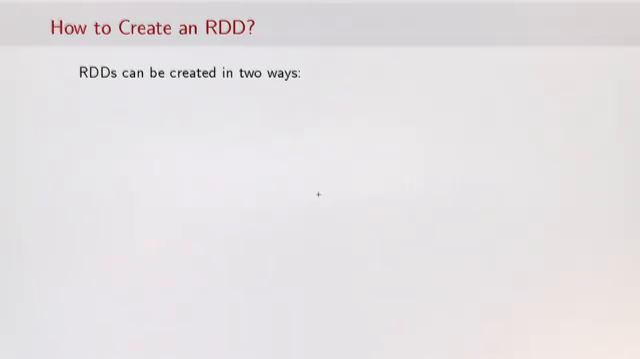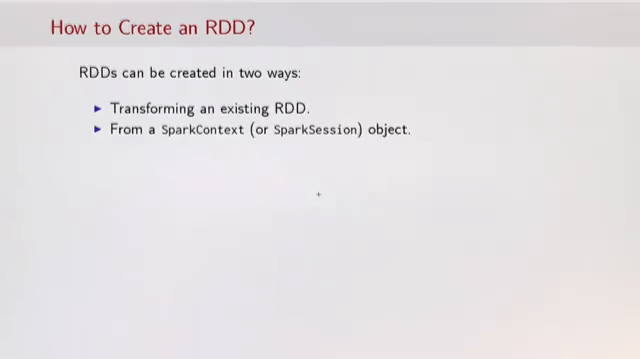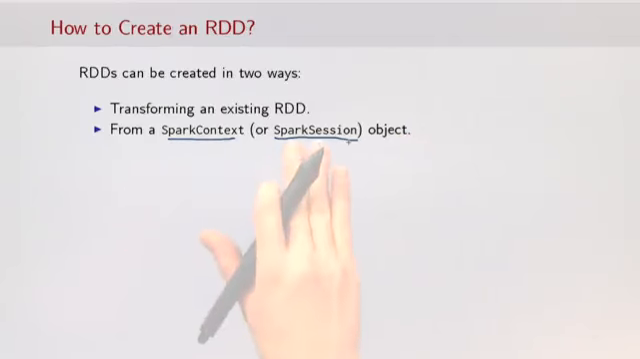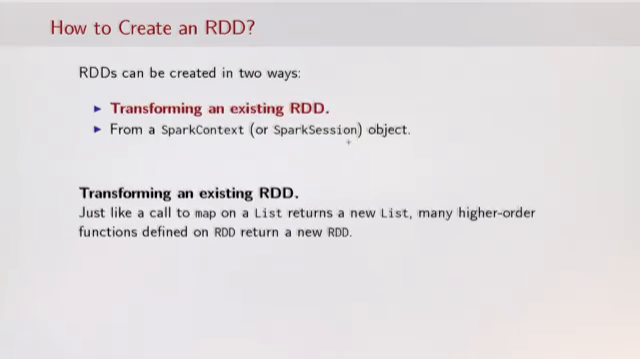So the last thing we're going to discuss in this lecture is the different ways that one can create an RDD. So how might you create an RDD? There are 2 main ways that we can create RDDs, either by transforming an existing RDD or from something called the Spark context, or in later versions of Spark, it's being renamed to Spark session. But we have this thing called a Spark context or a Spark session. It's an object, and you can populate a brand new RDD with it. Either you populate a brand new RDD with this Spark context or Spark session, or you can get an RDD from an existing RDD. So in the case of transforming an existing RDD, it's just like when you call a higher-order function like map on a list.